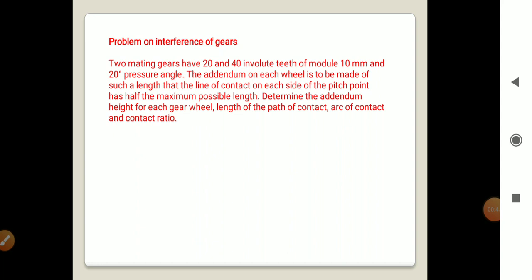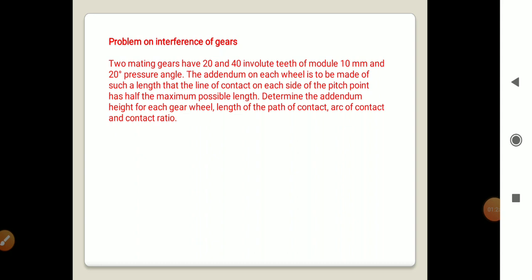So what is the problem statement? I will repeat this problem once again line by line. I will split the problem into single lines. The first line is that two mating gears have 20 and 40 involute teeth of module 10 mm. That means two gears are there. Gear 1 has 20 teeth and gear 2 has 40 involute teeth, of module 10 mm. Again, the module is given, that is 10 mm. And 20-degree pressure angle. The pressure angle is also given, that is 20 degrees.